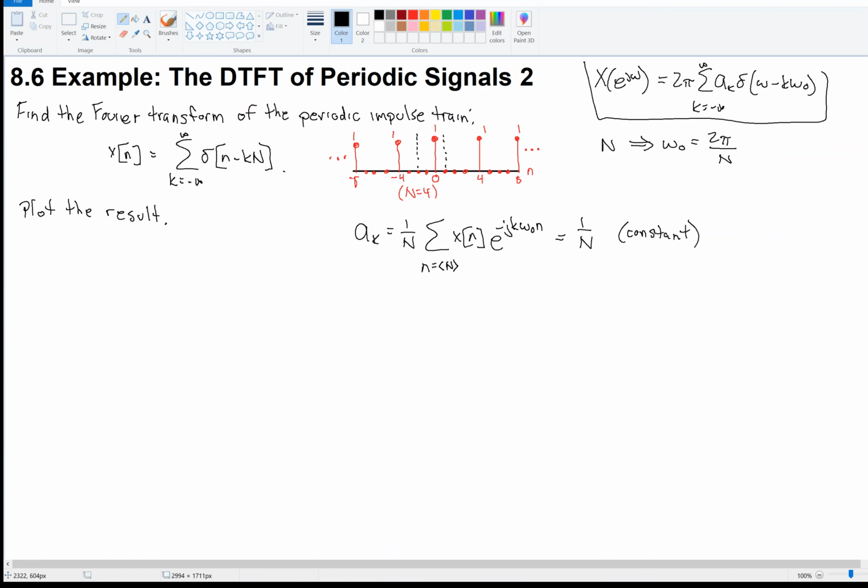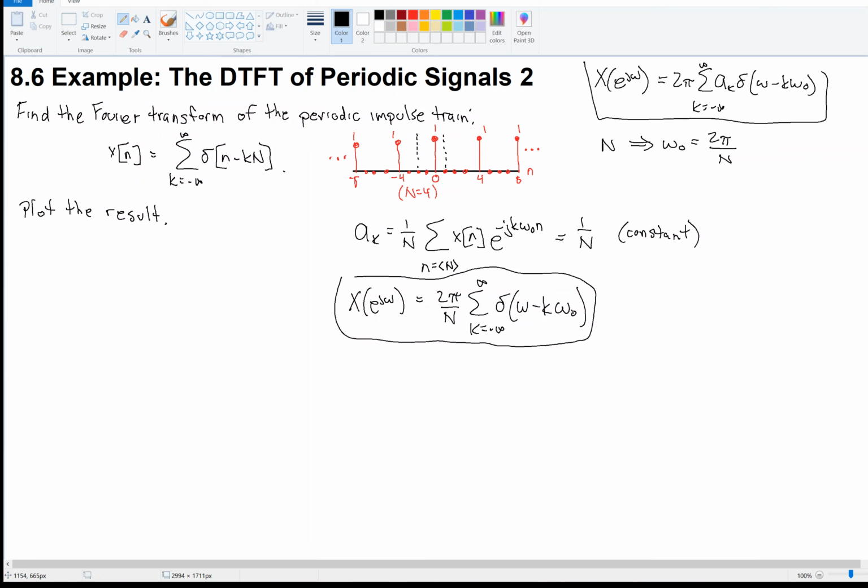So now we've completely specified the Fourier transform. We've got the form-fitting equation here, and the a_k are just 1 over n. They're constant. So I can bring the 1 over n out because they do not depend on k. So I have 2 pi over n times a summation, k from minus infinity to infinity, of delta of omega minus k omega 0, where omega 0 is 2 pi over n, and that's it. That is the first part, find the Fourier transform. There it is.